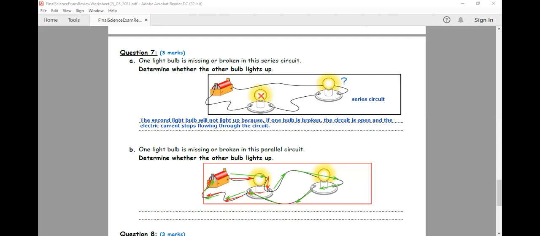There are two pathways back. So if one light bulb, let's imagine the first light bulb is broken, what will happen to the second one? It will stay on. Okay, why is that?